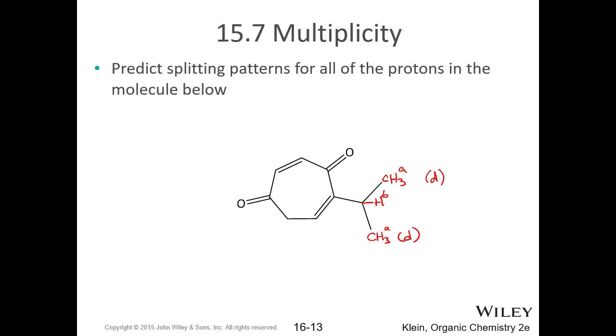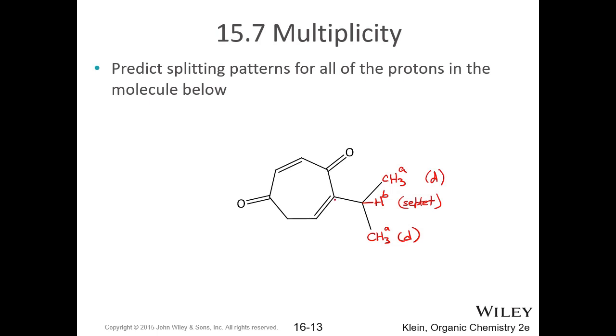Hydrogen B has a total of 6 neighbors. It's got 3 in the above methyl, 3 below, so it's a total of 6. Makes this a septet. And common convention for NMR, when you talk about singlet, doublet, triplet, and quartet, you can use the one-letter abbreviation: S, D for doublet, T for triplet, Q for quartet. Anything above a quartet, you spell it out. Obviously, quintet, we can't use the Q because we've already got that. Sextet, septet, we've already used the S, so we have to write it out.